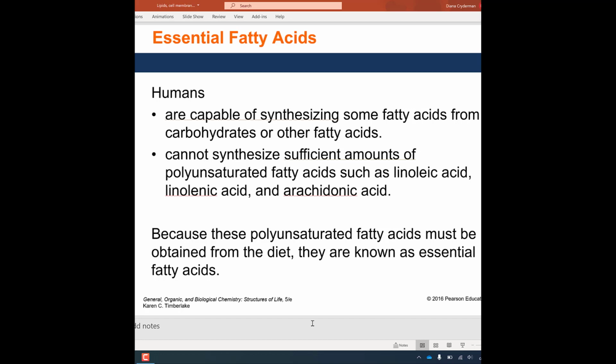Okay, so humans, though, are capable of making and synthesizing some fatty acids from carbs and other fatty acids in our diet. But we cannot synthesize sufficient amounts of polyunsaturated fats. So the ones that have multiple double bonds in them, like linoleic acid, linolenic acid, or arachidonic acid.